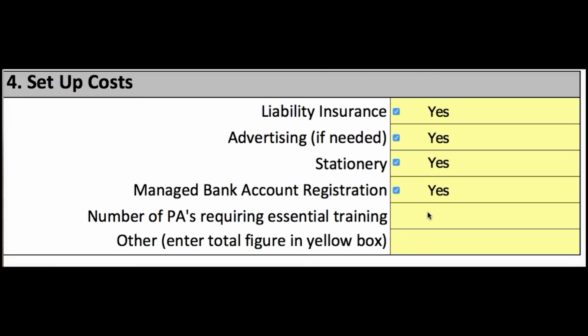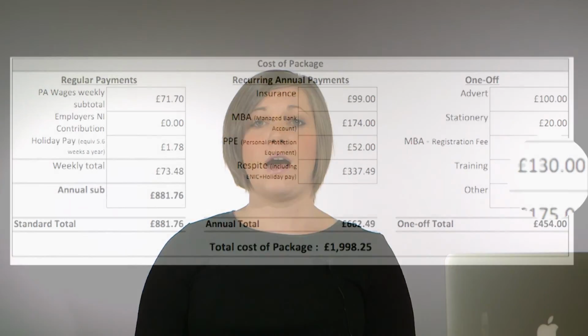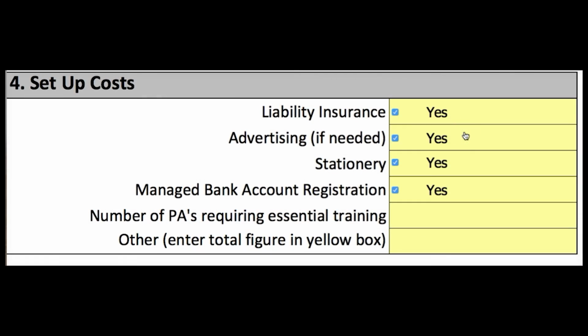The Essential Training box is for safeguarding training. All you need to do here is enter the number of PAs who require safeguarding training, and the correct cost will be automatically entered into Section 5. Other training for employees and employers can now be commissioned through Skills for Care via the Leeds CIL Training and Development Service. If a service user needs to recruit a PA or PAs, you should tick the advertising box.